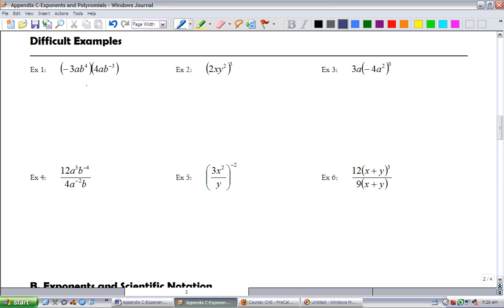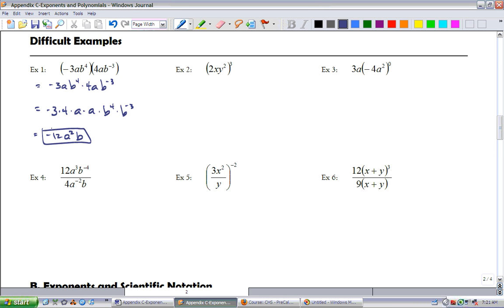If we were multiplying these two quantities, since this is all multiplication here, I'll write this out. This is really 3 times a times b to the 4th times 4 times a times b to the negative 3rd. And because multiplication is associative, everything's multiplied here, we can just multiply these in any order that we want. So I could rearrange this to negative 3 times 4 times a times b to the 4th times b to the negative 3rd. So we get negative 12 a squared b.